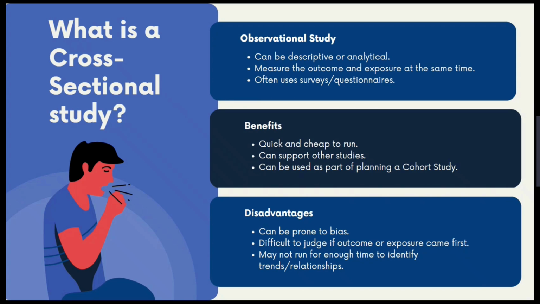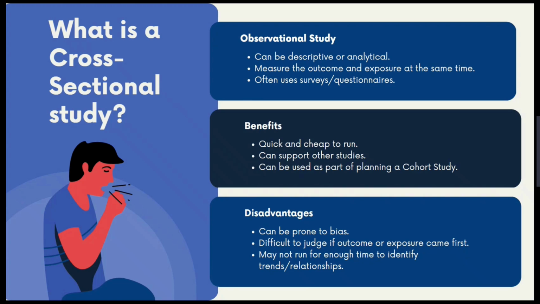Let's start by looking at what a cross-sectional study is. A cross-sectional study is a type of observational study, which can be split into two types, descriptive or analytical. They are different from cohort and case control studies as they measure the outcome and exposure at the same time. The data is often collected via surveys or questionnaires, but other methods can be used as well.